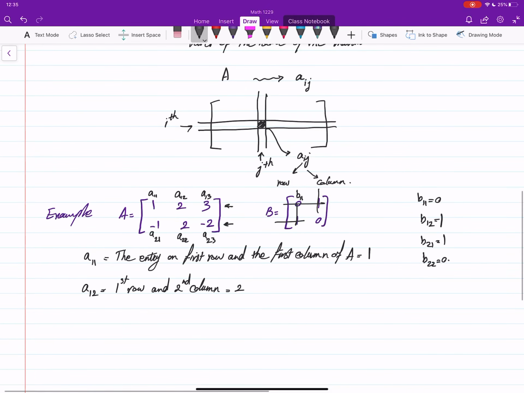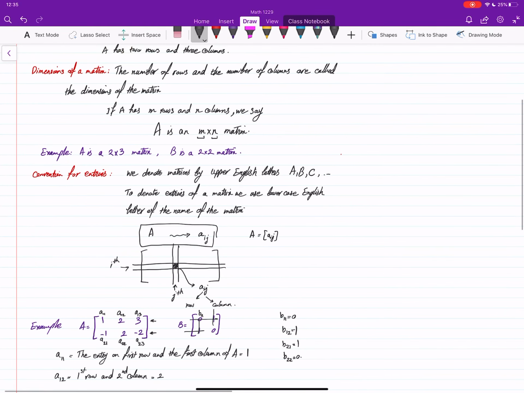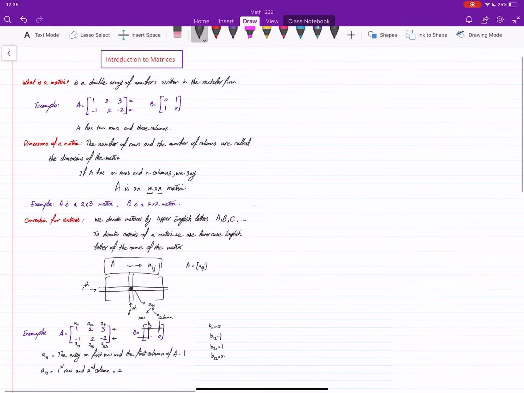Sometimes, just to emphasize that we are following this convention, we will write that A is (a_ij). It means that the entries of matrix A are denoted by lowercase a with some subscripts. So those are the conventions we use, and we will start working with these matrices in more detail, the operations, especially the product of matrices and the inverse of matrices, which is what we are heading toward.